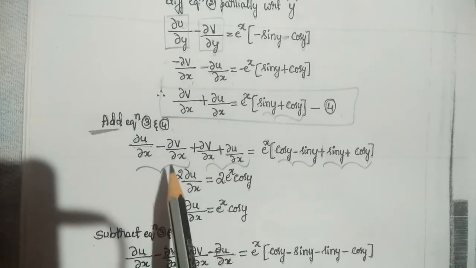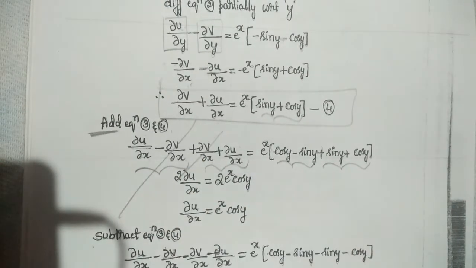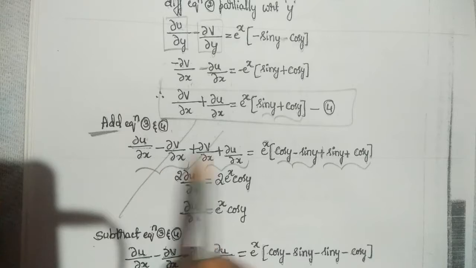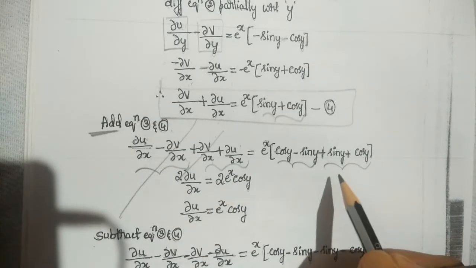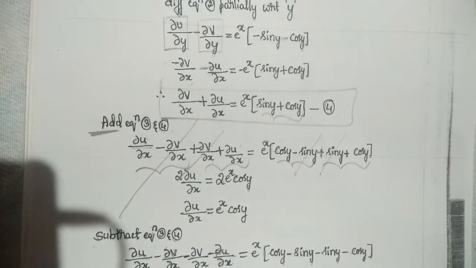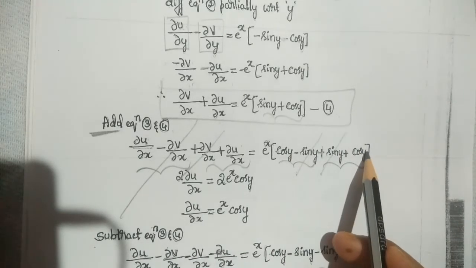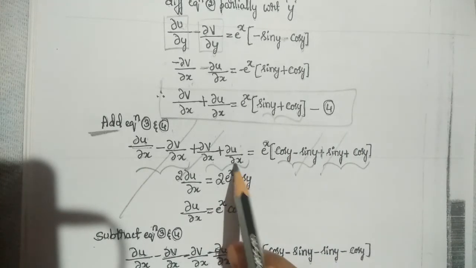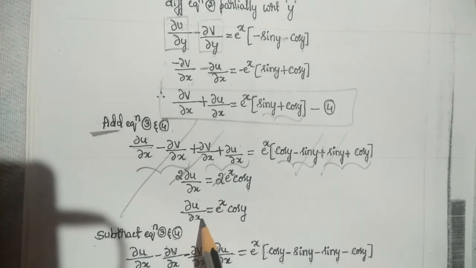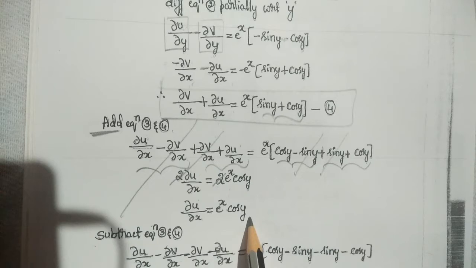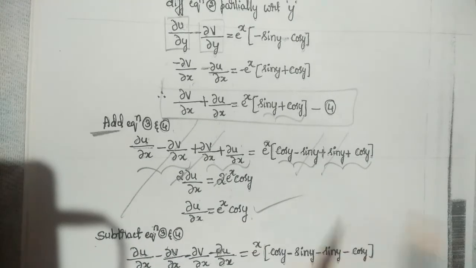So what you get here? ∂v/∂x gets cancelled. We remain with ∂u/∂x, that is 2 times ∂u/∂x is equal to, here minus sin y plus sin y gets cancelled, cos y plus cos y, 2 times cos y, so 2 times e^x cos y. So here 2 gets cancelled. We remain with ∂u/∂x equal to e^x cos y. Is it clear? So this one is okay.